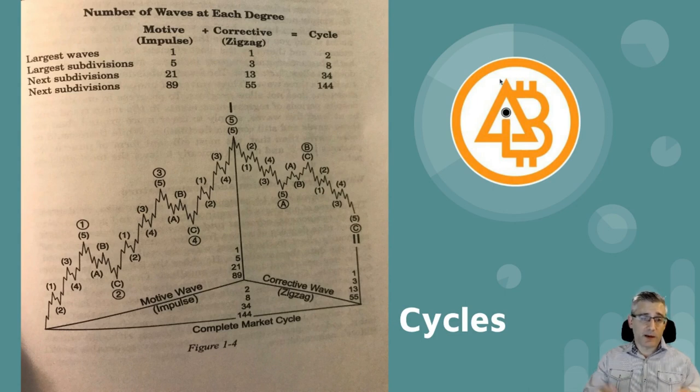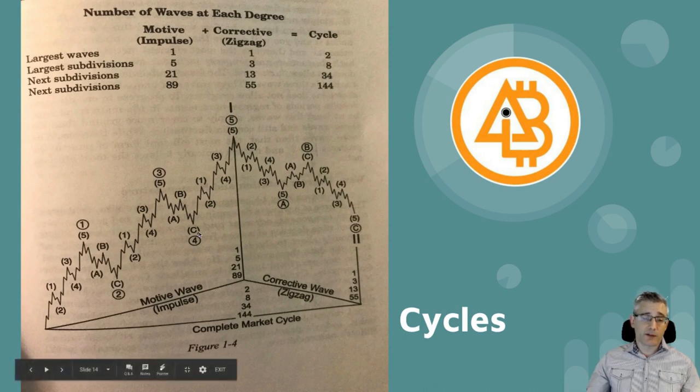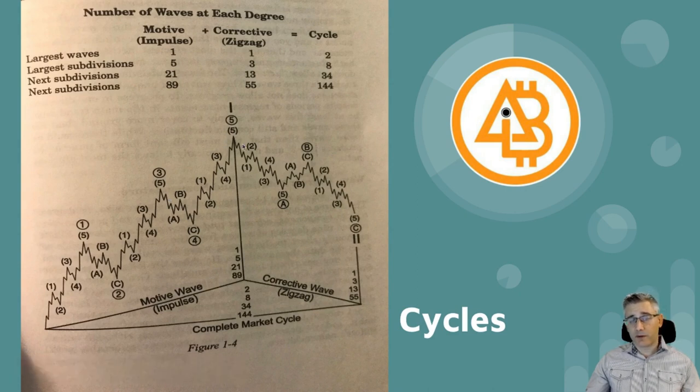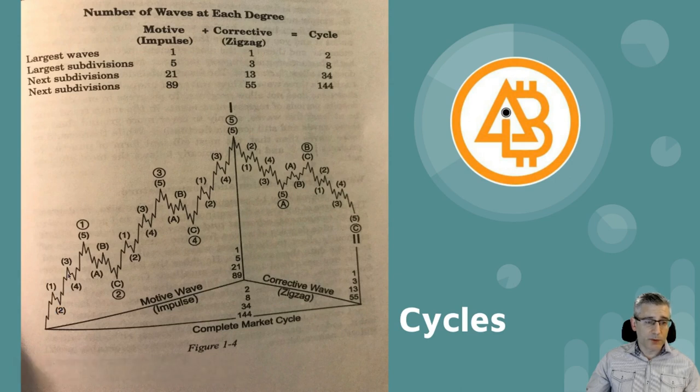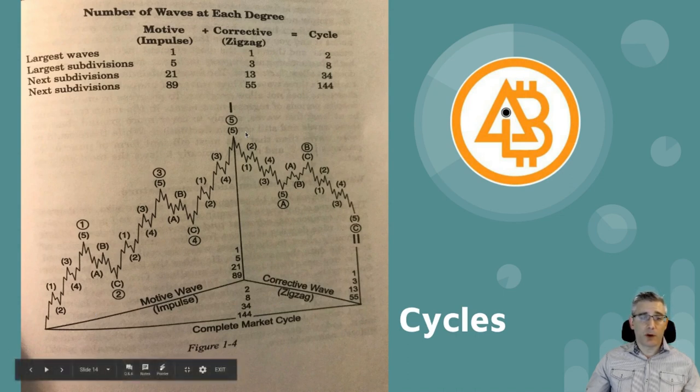This is the Elliott wave in a full market cycle. You can see the motive wave here telling us the direction the market's going. This is bullish, followed by the corrective wave, which is bearish. So you can see the pattern here: 1, 2, 3, 4, 5, A, B, C, and so on, through 1, 2, 3, 4, 5, A, B, C, and 1, 2.